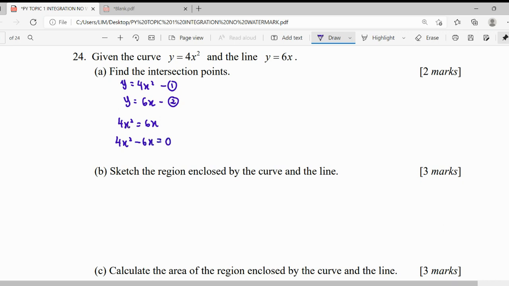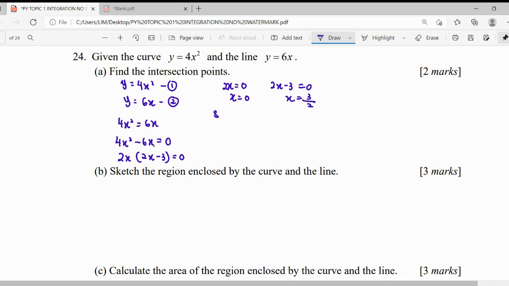So from here, we can factorize out 2x. Then only we can find that 2x is equal to 0, so x is equal to 0. And the other factor, 2x minus 3, is 0, and then x is 3 over 2. So this is our x coordinate.